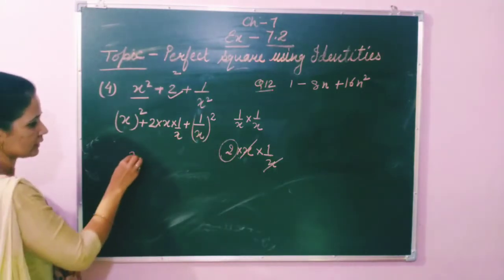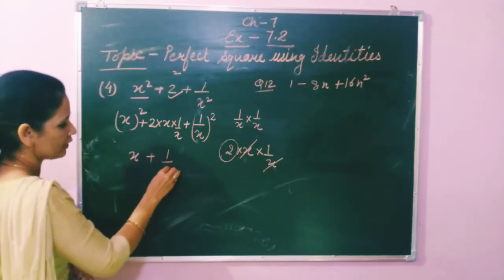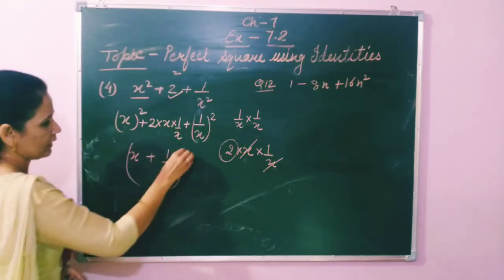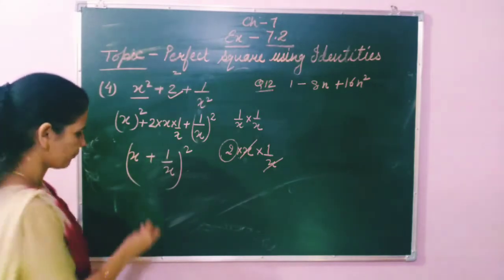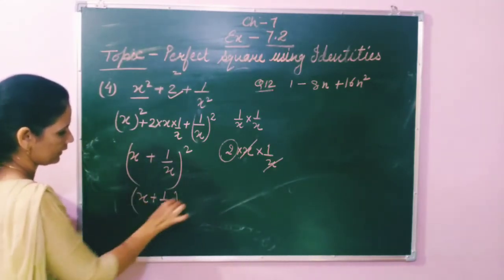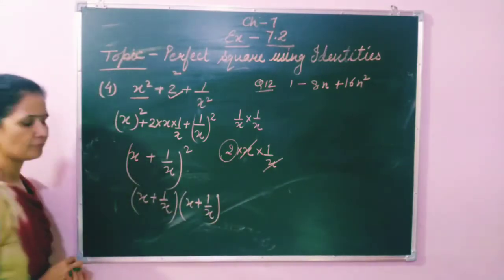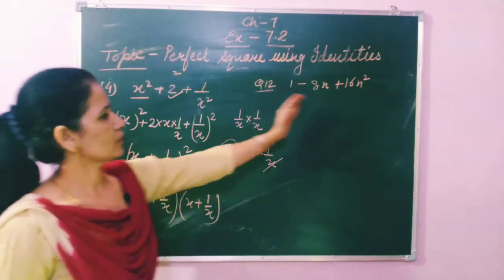So which term is it? (a plus b), where a value is x and b value is 1 by x, and it will be whole square. So how can we write? (x plus 1 by x) and (x plus 1 by x). Okay, students, now move to the second question.